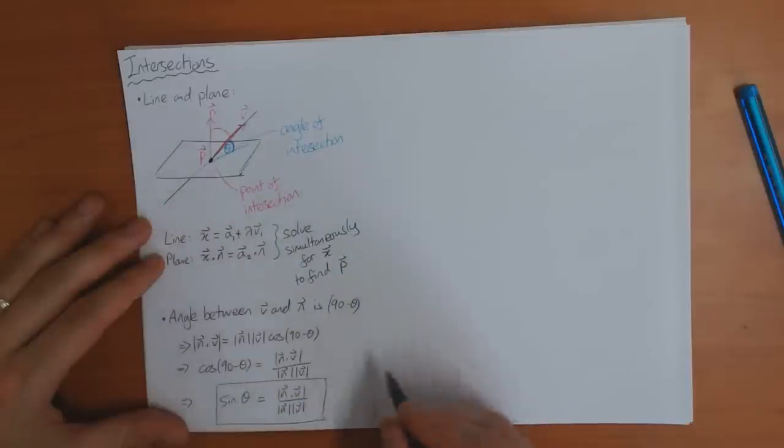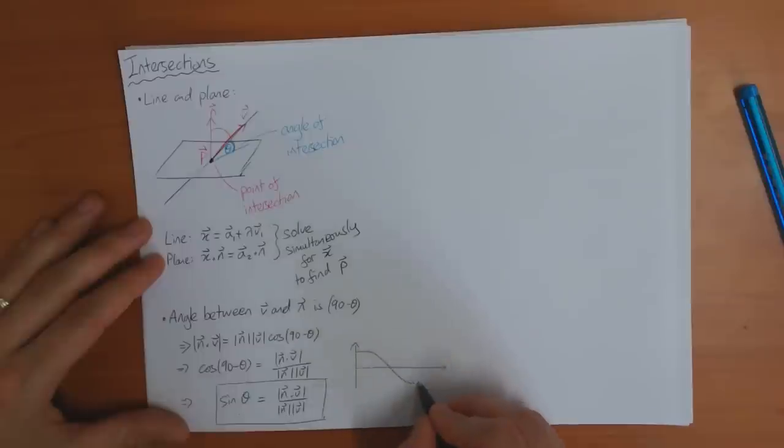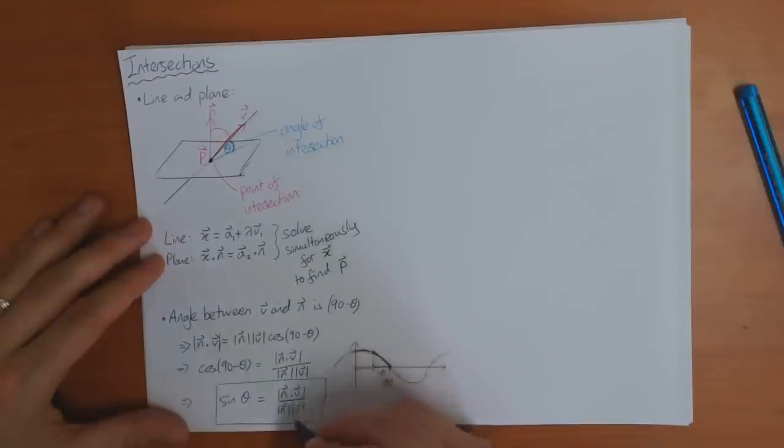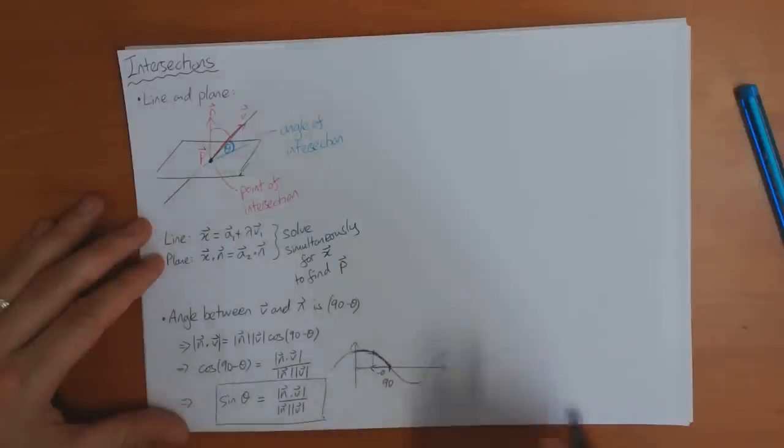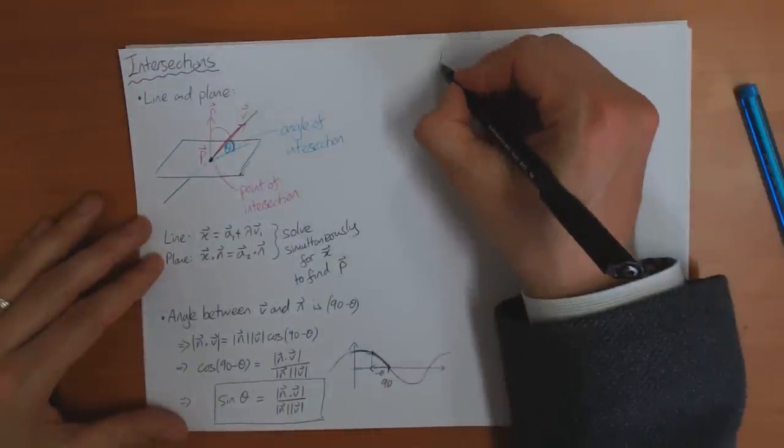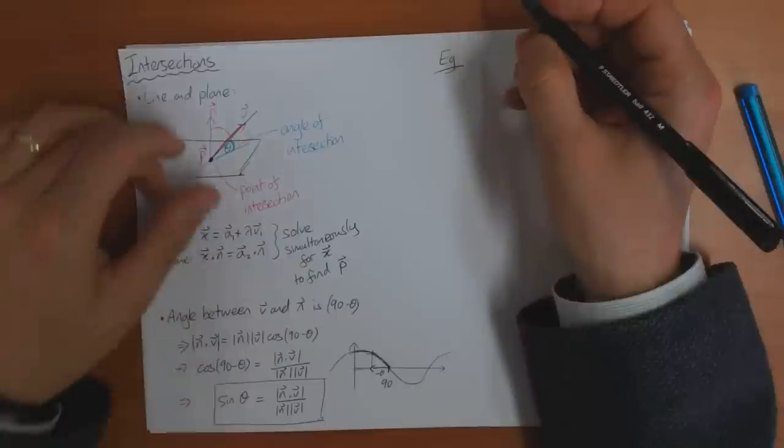Cos of 90 minus theta is the same as sine theta, right? Look at the graph. This is cos, and this point is 90. So cos of 90 minus theta is the same as sine of theta. If I start from here and I go minus, then I get the sine graph. So that's the formula for the angle of intersection. Let me just do a quick example.